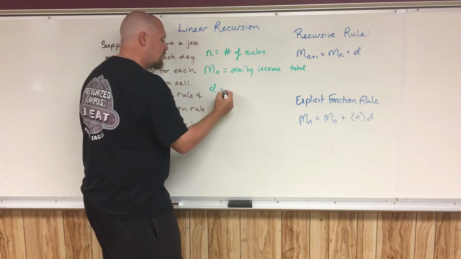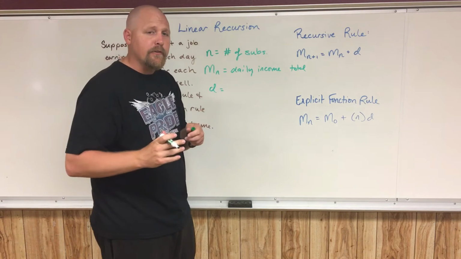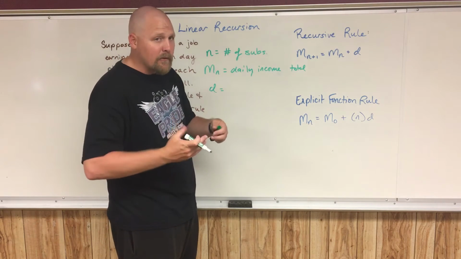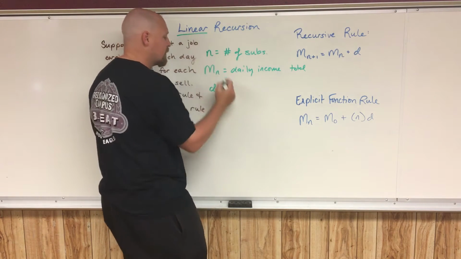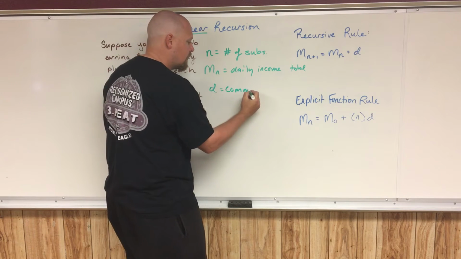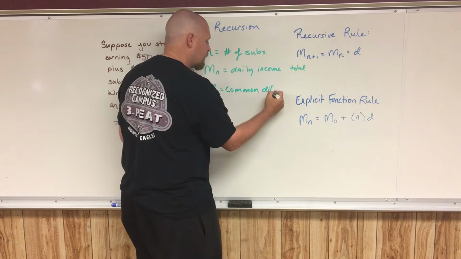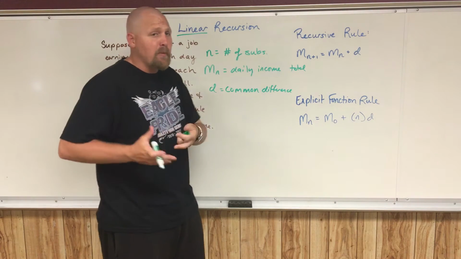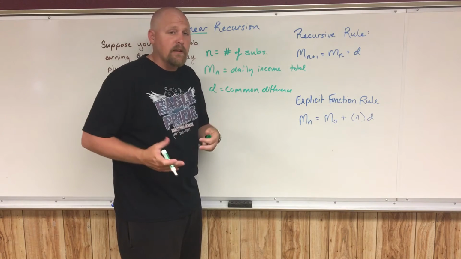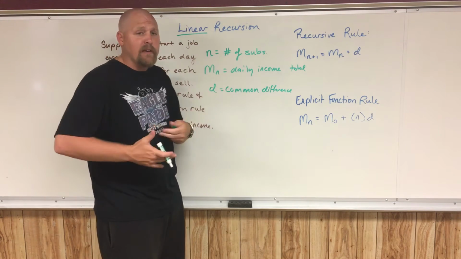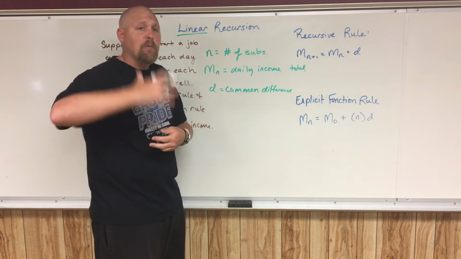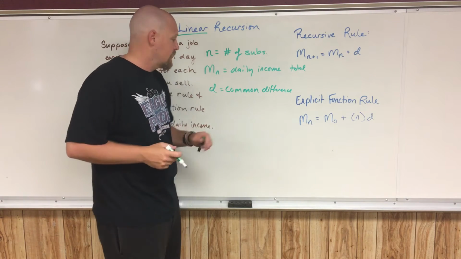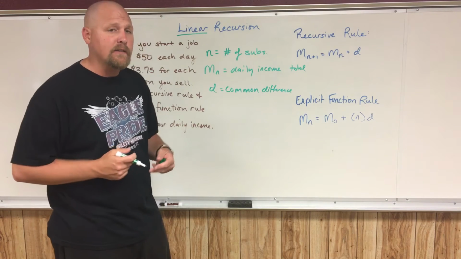And then d is what's called the common difference. Now difference means subtraction, but subtraction is just adding negative numbers. So that's what makes it linear, is that we have a common difference. Now n is going to change based on your scenario, based on which day it is. m sub n is going to change based on how many subscriptions you sell. m sub n is going to either be higher or lower based on how good a day you had selling subscriptions. And d is always going to be constant.